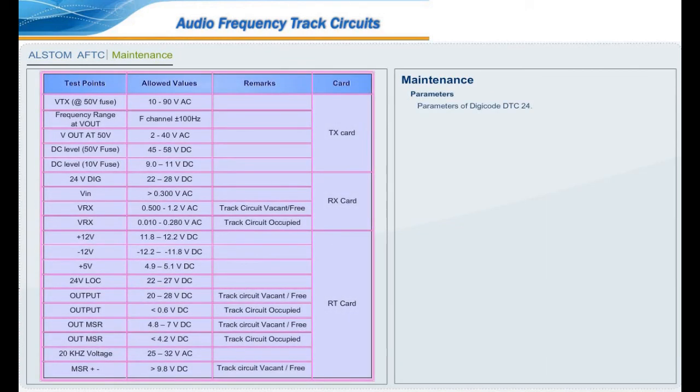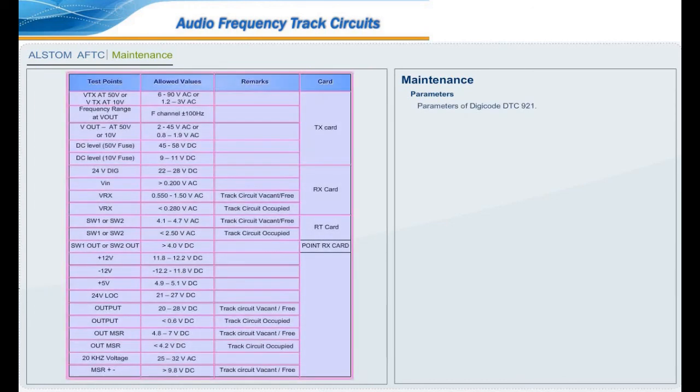Parameters. Parameters of digicode DTC24. Parameters of digicode DTC921.